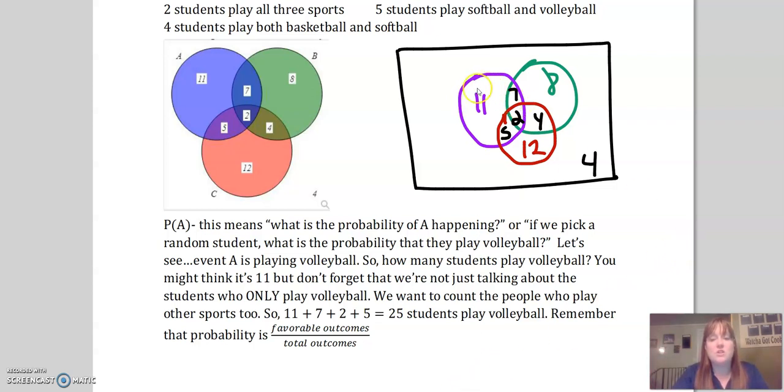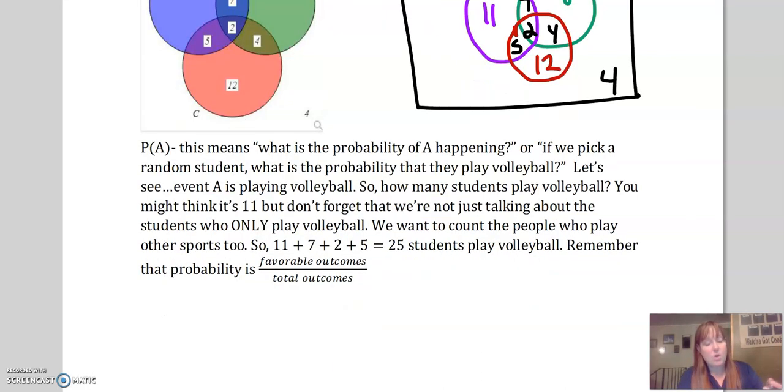If I picked them, they would be favorable, which means they play volleyball. Well, you're thinking maybe, oh, just 11. But wait, there's more. There are students who play more sports. They play volleyball, but they play other sports too. So everyone inside this purple is going to count. So we have 11 plus 7 plus 2 plus 5, which gives us 25 students that play volleyball altogether. And so our probability of A would be 25 out of 53.